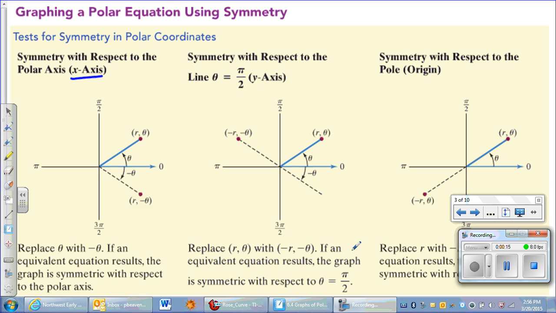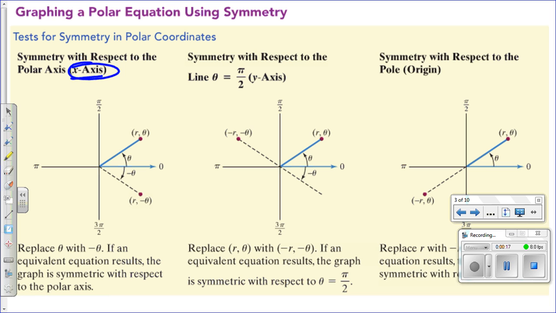And the first one that we have here is symmetry with respect to the x-axis. And what I was telling the class is that when we talk about functions, we're not really concerned about that type of symmetry, right? Because it's not a function. If you have something like that and you do the vertical line test, you know it's not a function. So we don't really look for it. In fact, we hope we don't have it, right? But with polar graphs, we could have symmetry with respect to the x-axis.